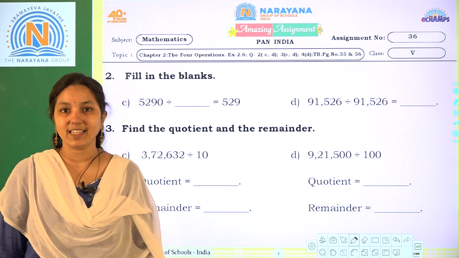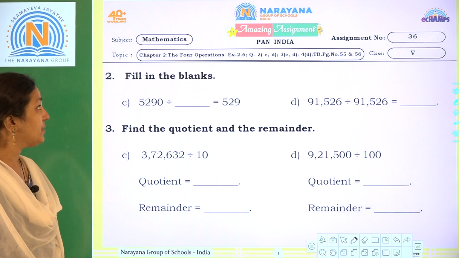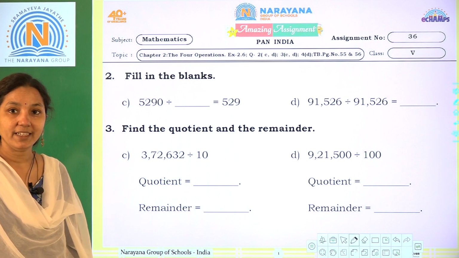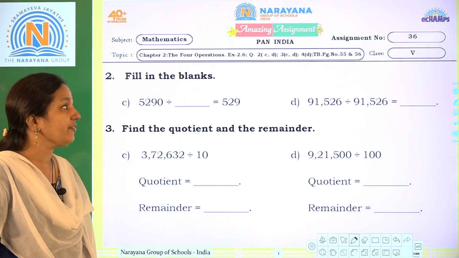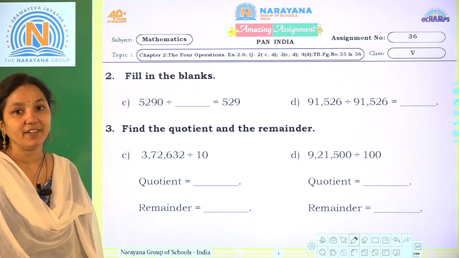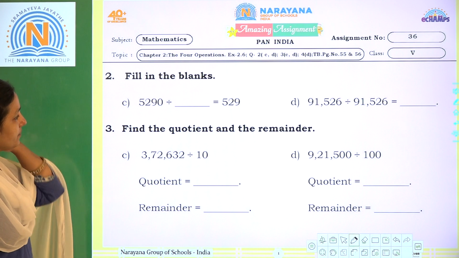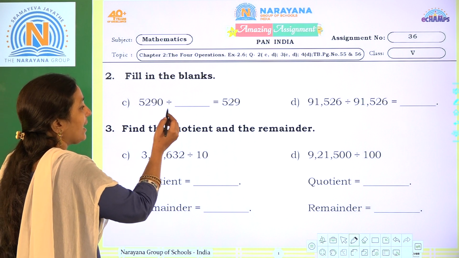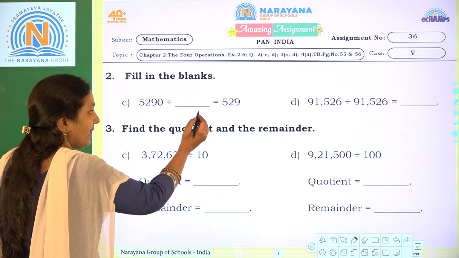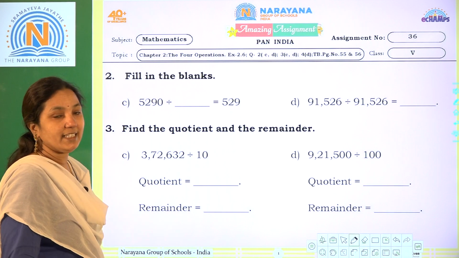Today our amazing assignment is Chapter 2, the 4 operations, from exercise 2.6. You can refer to textbook pages 55 and 56. I will do the first one, fill in the blanks. So here, 5290 is divided by dash equal to 529 is given.